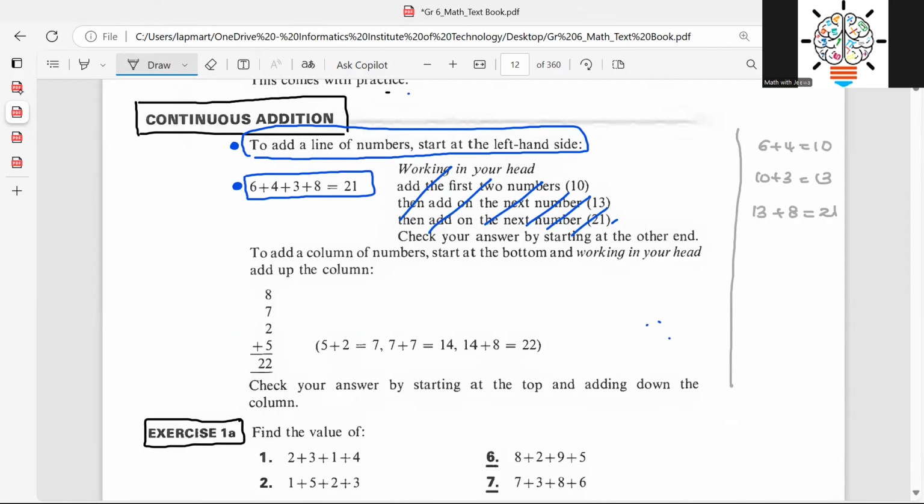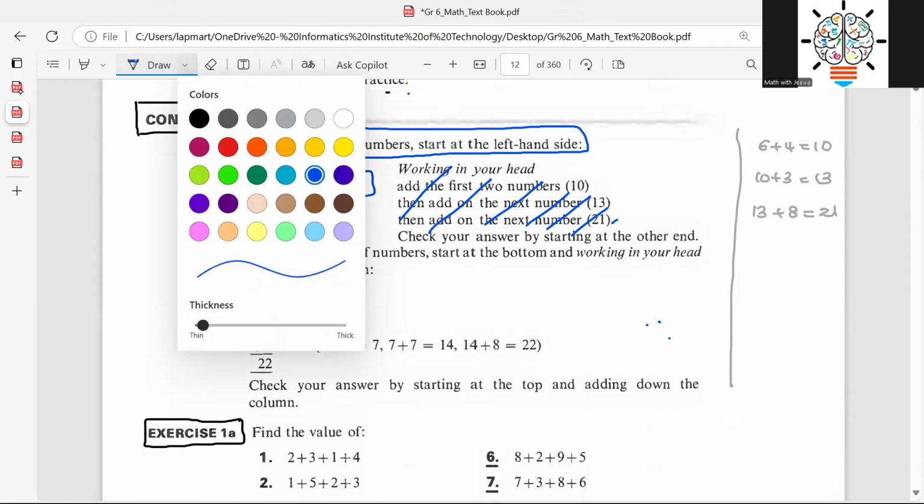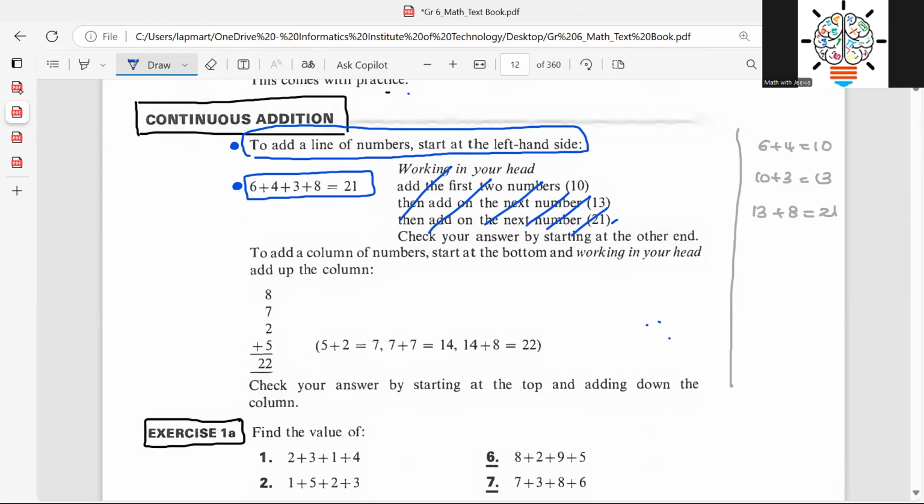Okay. So how are you going to write the note, children? Under the subtopic continuous addition, you put the first point, to add a line of numbers, start at the left-hand side, and you write the example. Then you keep 2 lines. Then you write the third point, to add a column of numbers. That means they have given the numbers this time as a column. The earlier one, they had given as a line.